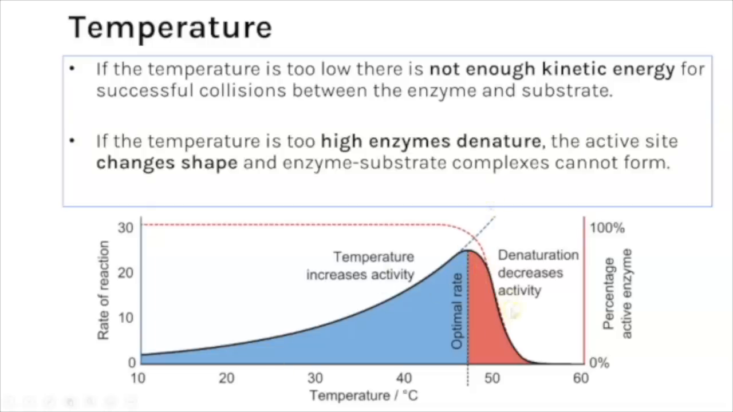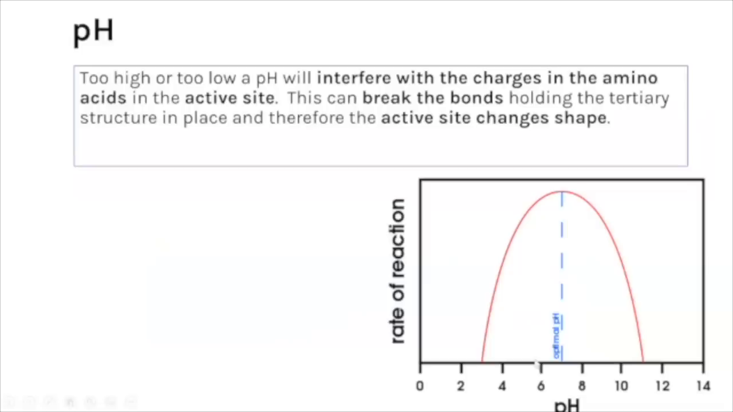Above the optimum, though, there is now so much kinetic energy that it causes some of the bonds to break. So, for example, the hydrogen bonds might break, and that means that the protein loses its unique 3D shape. The active sites change shape, and therefore you won't have enzyme-substrate complexes forming, and the rate decreases.